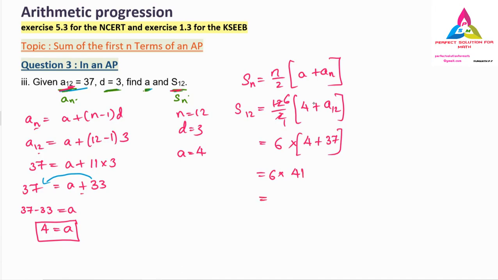So 6 into 41, directly multiply: 6 1s are 6, 6 4s are 24. So the S12 value is nothing but 246. This is our final answer. The A value we found as 4 and the S12 value, that is the Sn value, we found as 246.